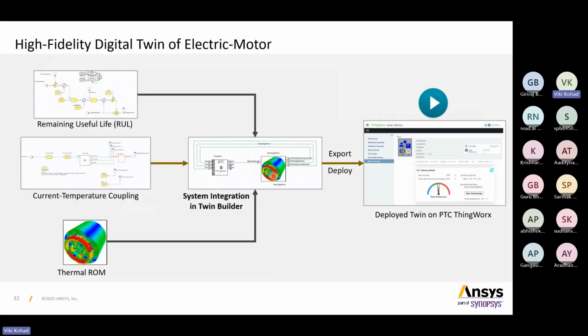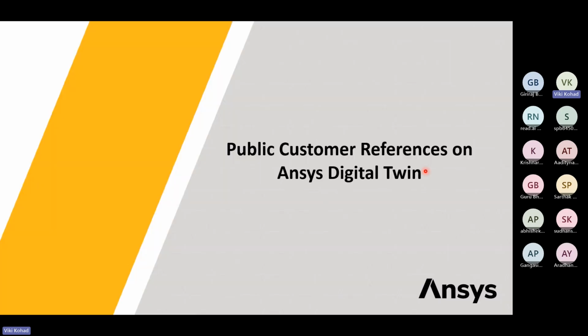This is one electric motor model. You can see the system integration in ANSYS Twin Builder, the thermal ROM, and these are the circuit level simulations. After this system level integration, they deploy the digital twin model into the PTC Workbench. Here things work. The PTC Workbench is there, in the PTC things work. They deploy the digital twin model, and now they can see the results. We also have some public customer references on the digital twin technology.